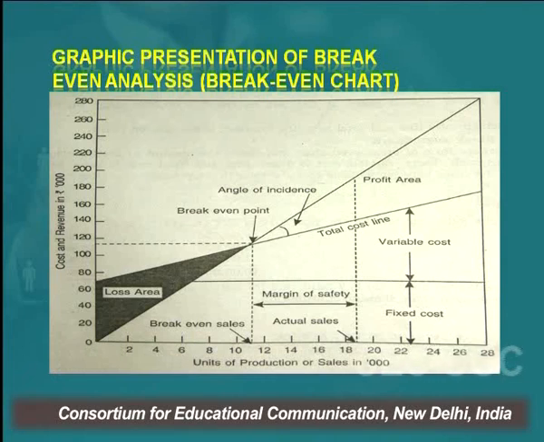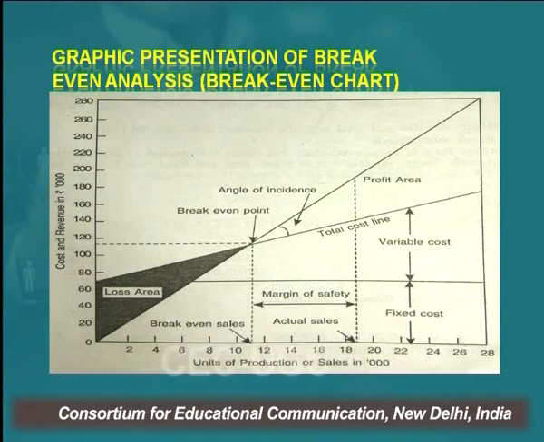And as you keep on increasing your sales, your total sales line goes upwards. At each level of production or sales, for example when you are selling 10,000 units, the sales line is the number of units multiplied by the selling price. And one of the assumptions of the break-even chart is that your variable cost per unit remains the same, and your sales price per unit remains the same.